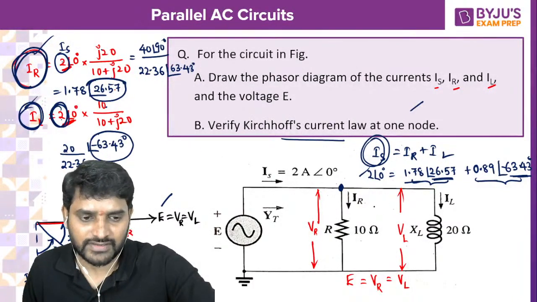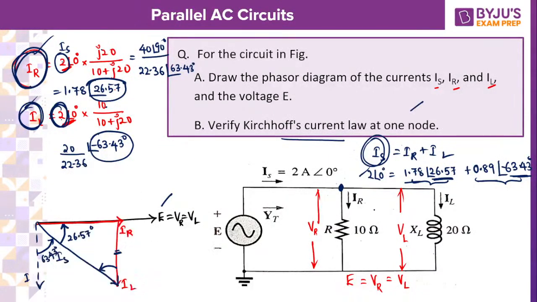Just now we have seen the resultant, right? Here is the resultant. You see, IR current and IL current, the resultant is the source current. So be careful, this angle is not with respect to source voltage, this angle is with respect to source current, minus 63.43. This angle is also with respect to source current, 26.57. Okay, is it clear for everyone?